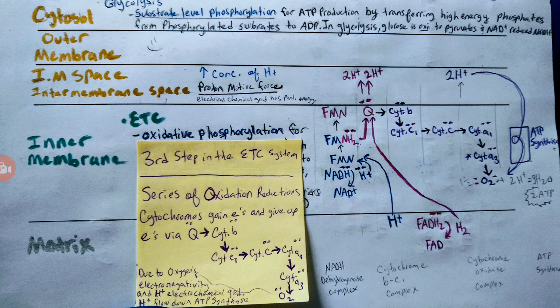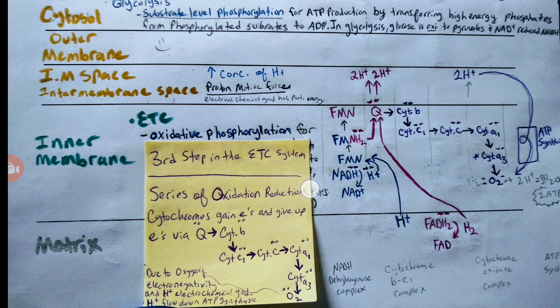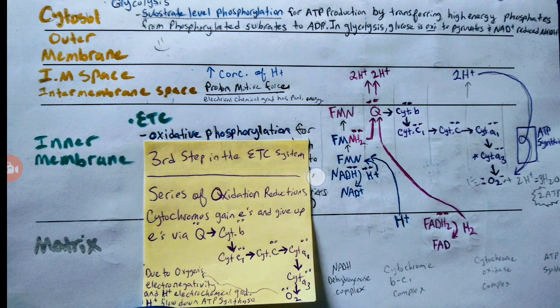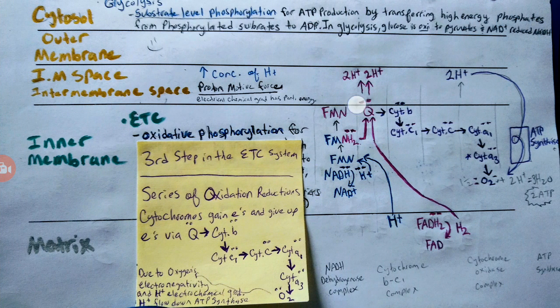Just last thing, this area here, I guess you could say maybe like a protein, it's going to be called the NADH dehydrogenase complex. Dehydrogenase just basically means NADH becomes NAD plus, or NAD plus becomes NADH. That's all that dehydrogenase basically means. And then the cytochrome b-c1 complex is this complex here. Cytochrome oxidase complex is this last one here, and then the ATP synthase is right here.